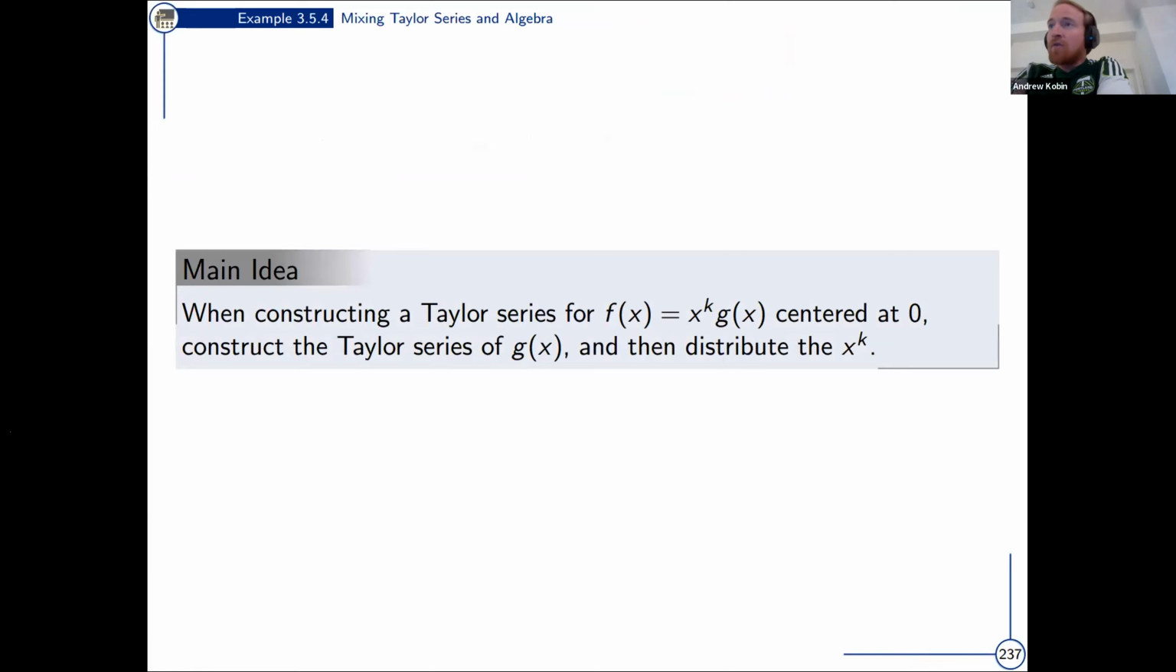So here's a more general formula. It's basically what we just said. If we have some function f of x, which is of the form x to the k times g of x, and it has to be centered at 0 for this trick to work. I'll let you think about what would happen if it were centered somewhere else. But if we have that expression, first construct the Taylor series for g of x, and then distribute the extra powers of x, these x to the k, into the formula directly.